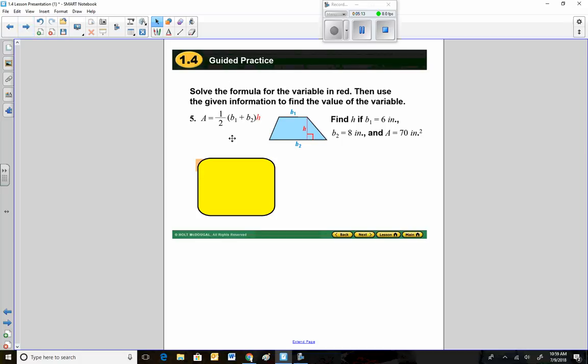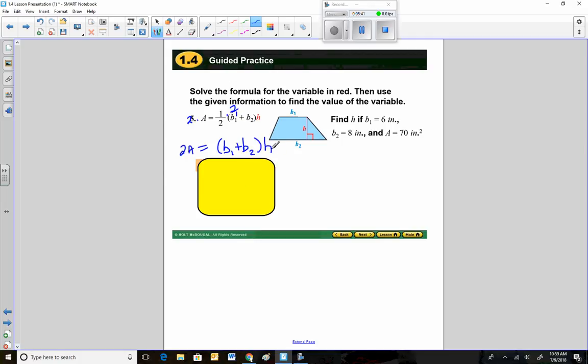Now this one looks like a good one. This is the trapezoid area formula. You need to get h by itself. See this 1/2? You still need to get rid of it by multiplying by the reciprocal. So remember to multiply both sides by 2 over 1, which we know is 2. We get 2A equals base 1 plus base 2 times h.